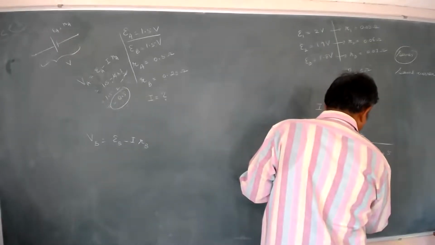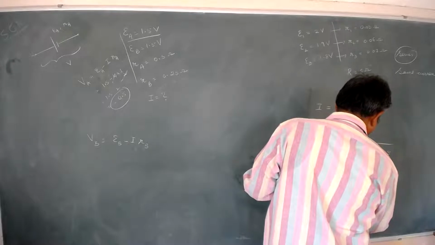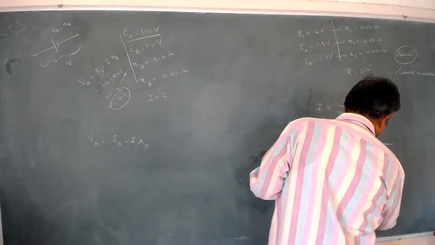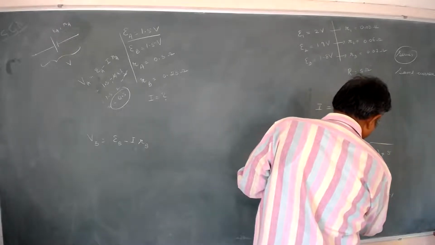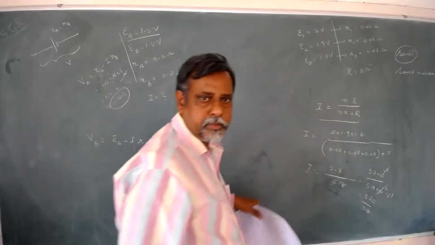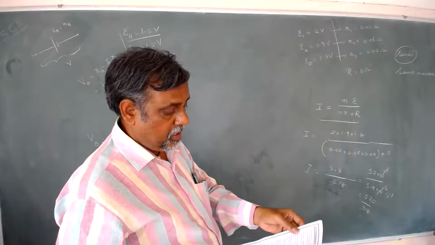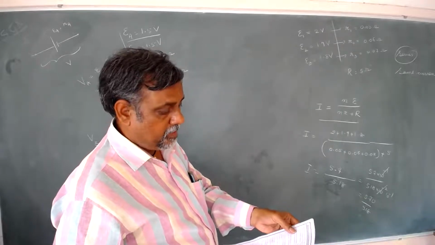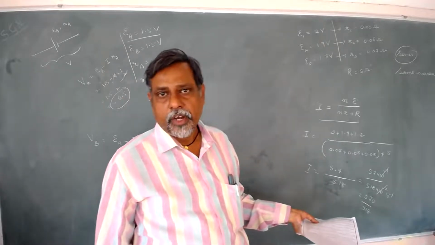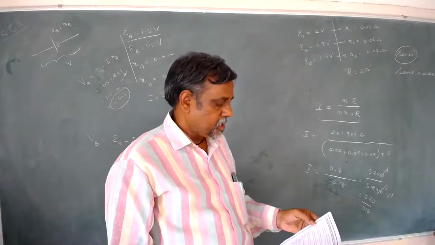So 5.18. So this is 57 into 10 power minus 1, divided by 518 into 10 power minus 2. This is 570 divided by 580. 570 divided by 580 means 1 point something. Is there any option with 1 point? Option B. You need not even go for a division. Option B, 1.1 ampere.